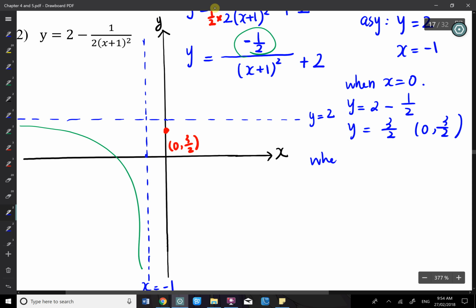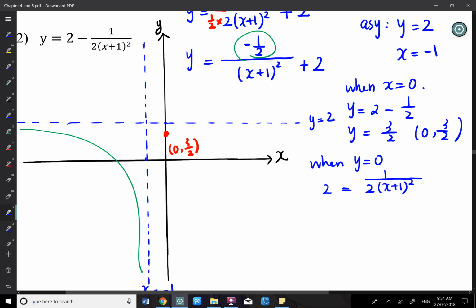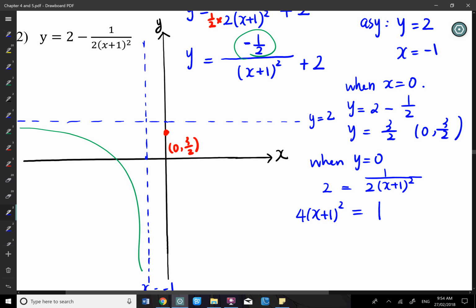And then I'll solve when y equals 0. 2 must be equal to 1 over 2 times (x plus 1) squared. Okay, 2 minus something equals 0, so 2 must be the same as that number. And then 4 times (x plus 1) squared equals 1. (x plus 1) squared should equal a quarter.